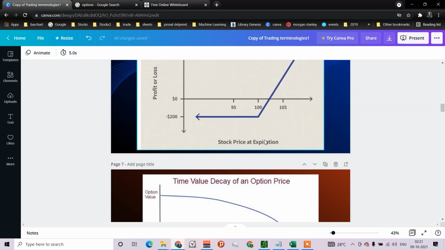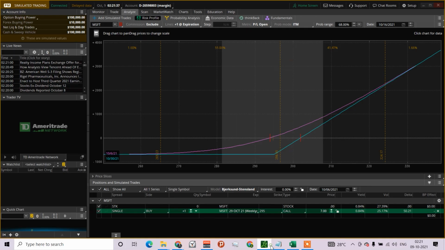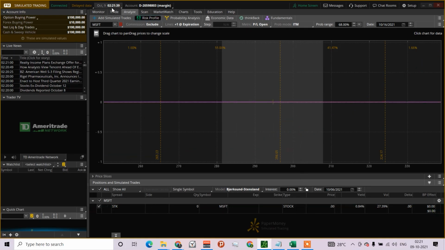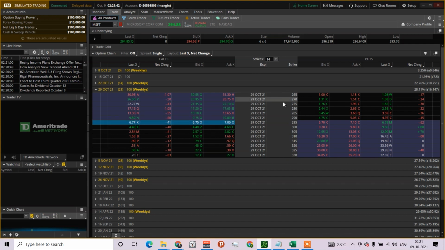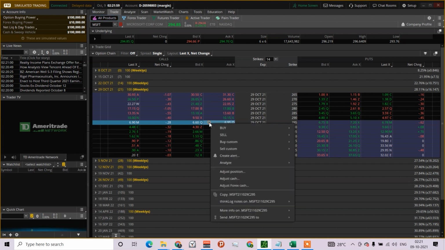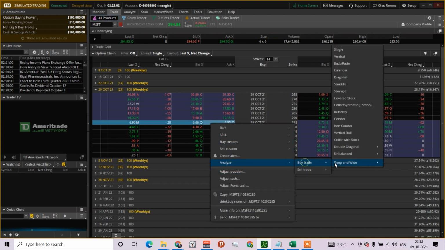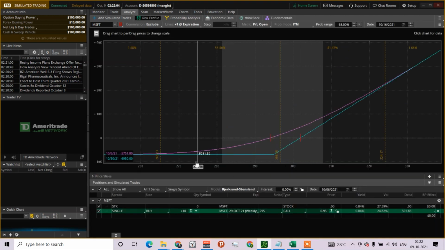So I'll just show you how in the Thinkorswim platform you can buy an option, as you can see here. So this is a trading platform, and I'll analyze it now. It's trading at 295. So let us calculate if we buy a strike price of, let's say, at the money, that is 295, and we analyze it. So we're buying this option, as you can see here. We realize the break even is at 301.9.